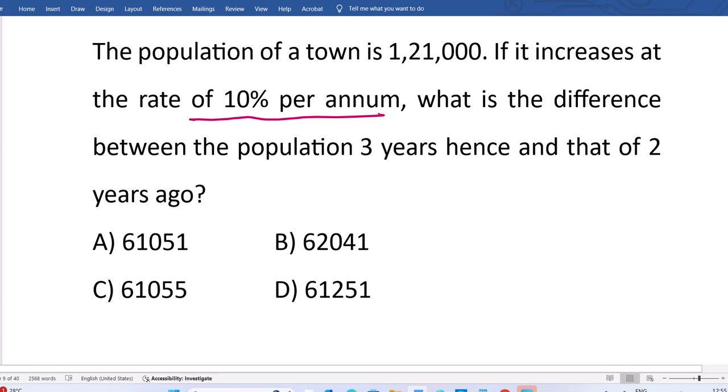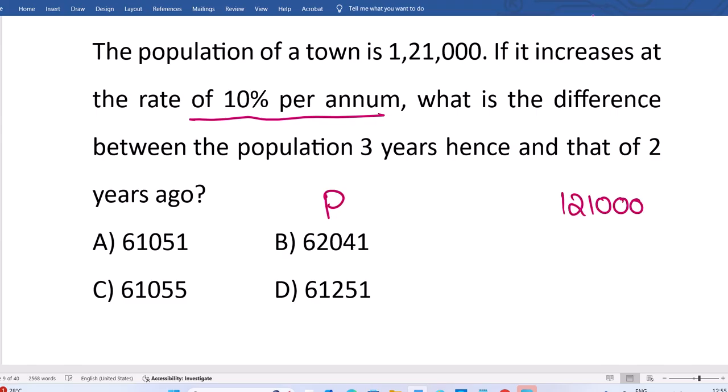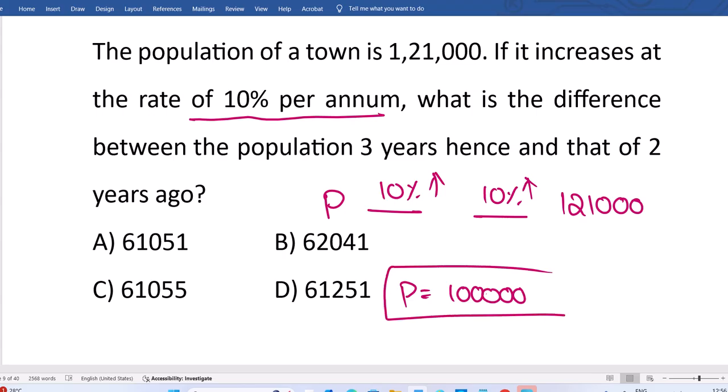Now we have to calculate the difference between the population 3 years since, means after 3 years, with respect to 2 years ago. So right now it is 1,21,000. 2 years ago, let us say it is P, here 10% increased, again 10% increase, then you got 1,21,000. P is nothing but equal to 1 lakh actually, doing the calculation. How, sir? This is P, which means the population 2 years ago. This is present, 2 years before is 1 lakh.